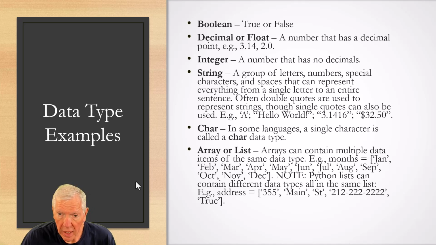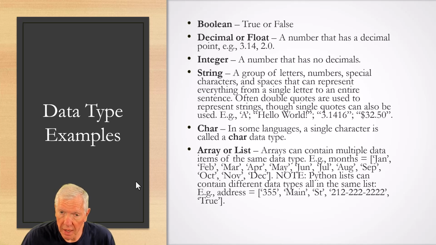And the main takeaway that I want you to know is that Python lists do not require that all the data is of the same type. So I have an example there. You can put 355, main, street, so forth and so on. You could even put no ticks around 355. That could be just a plain number. You could, if you did no ticks around 212, 222, 2222, it would do the math and then it would display that number.